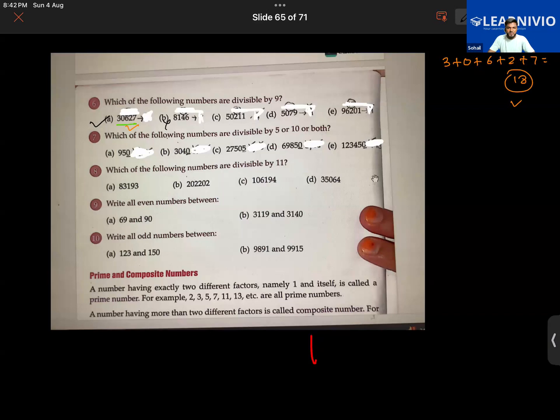Habib, pay attention in the class. In option number C, the sum of the digits is 9, so thereby the complete number is divisible by 9. Okay, option number D.